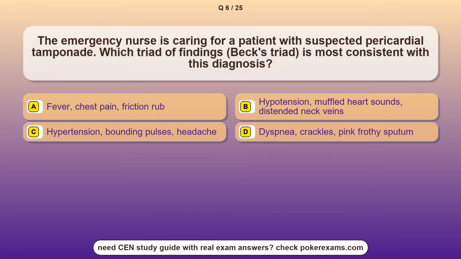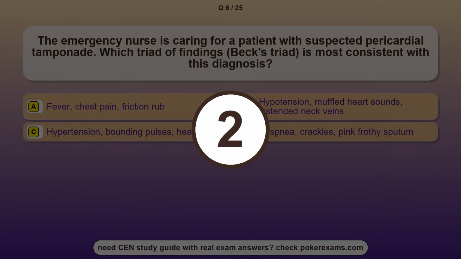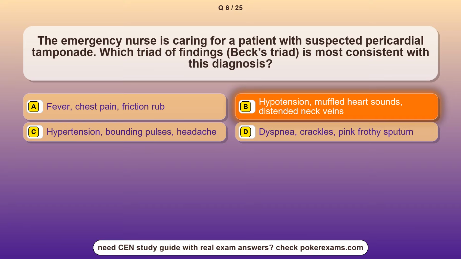Question 6. The emergency nurse is caring for a patient with suspected pericardial tamponade. Which triad of findings, Beck's triad, is most consistent with this diagnosis? Option A. Fever, chest pain, friction rub. Option B. Hypotension, muffled heart sounds, distended neck veins. Option C. Hypertension, bounding pulses, headache. Option D. Dyspnea, crackles, pink frothy sputum. The correct answer is option B. Hypotension, muffled heart sounds, distended neck veins.